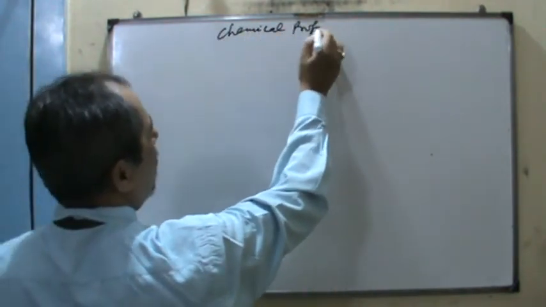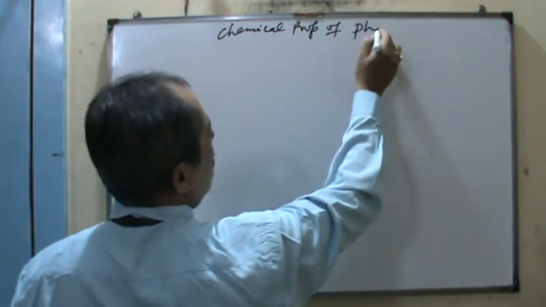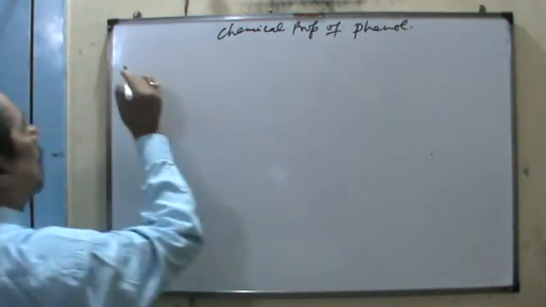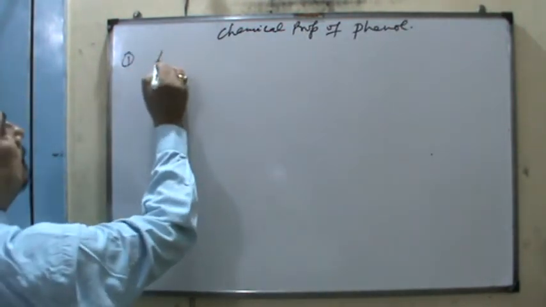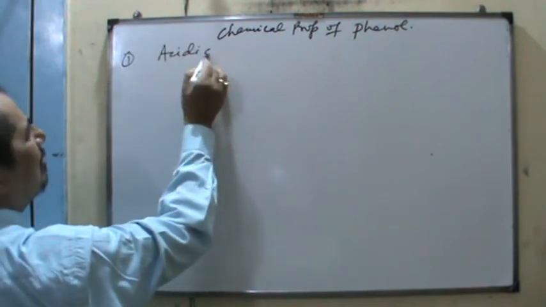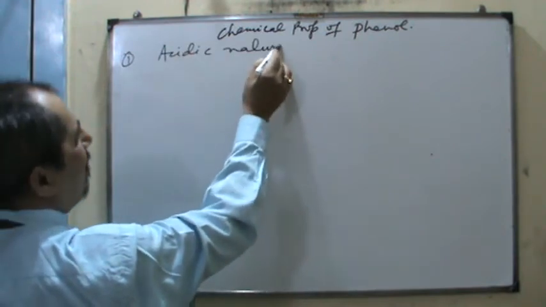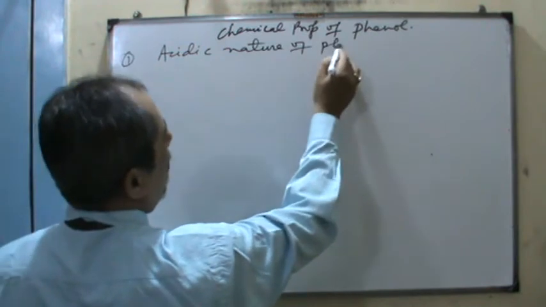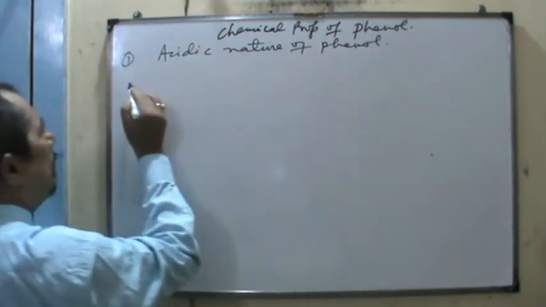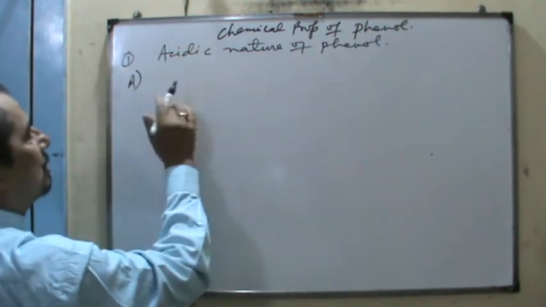Chemical properties of phenol. Acidic nature of phenol. We have to prove it by taking two reactions.